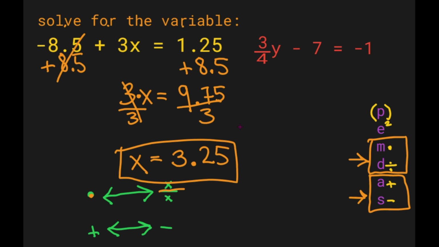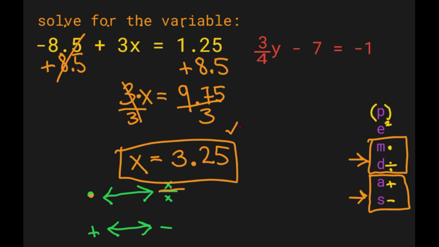So 3.25. If I was going to go plug this back in up here, would it work? So 3.25 times 3 we know is 9.75. 975 minus 850 would give us $1.25. Yes. Ding. Good.